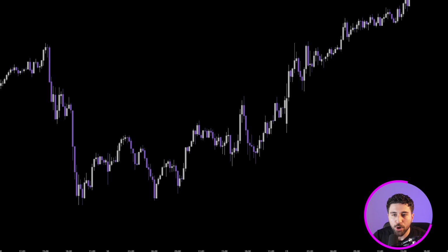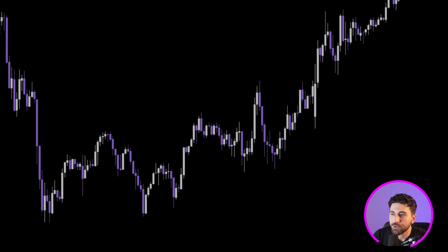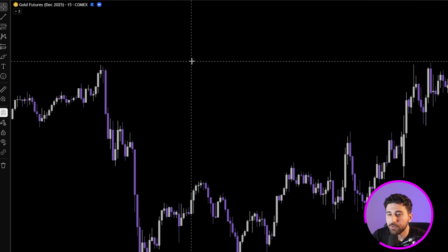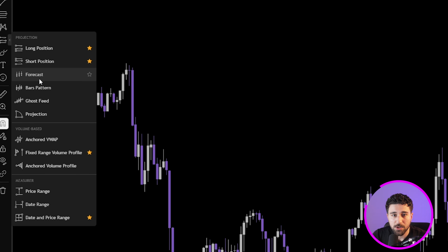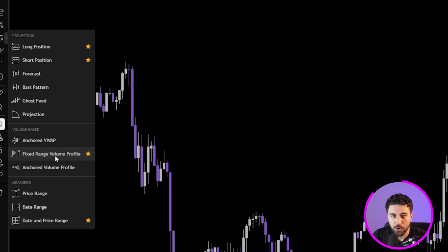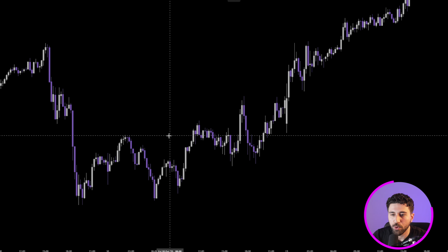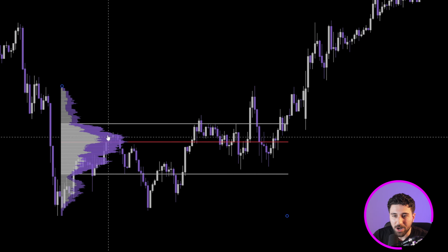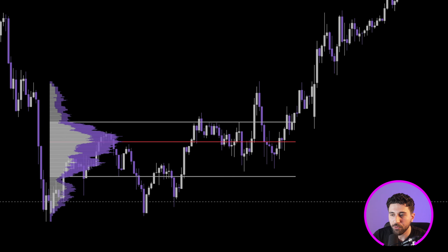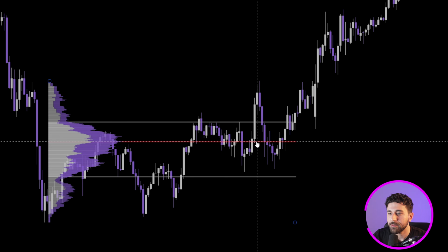Let's go over some different volume profile tools available on TradingView. Each of these tools can help you identify important trading levels and strengthen your confidence in your setups. So let's start with the fixed range volume profile. Right here, if you go to the projection, you can go down and see the fixed range volume profile. As soon as you click it, you now have to choose which range you want to draw. So if we choose to draw this range, we will see the exact price levels where 70% of the transactions happen. So right here, we have the value area high, the value area low, and the point of control.